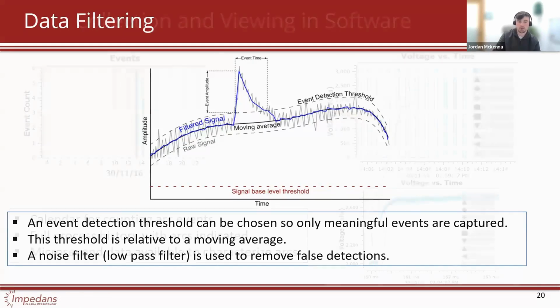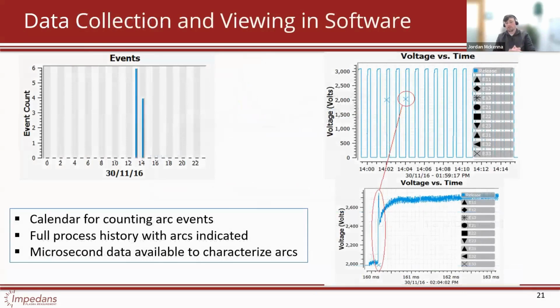Perfect. Once an event occurs, you can then view it in the impedance software. As you can see here, this is just a clip from 2016. You can go back however many years you want, click on the day you were running it and have a look at what was occurring.